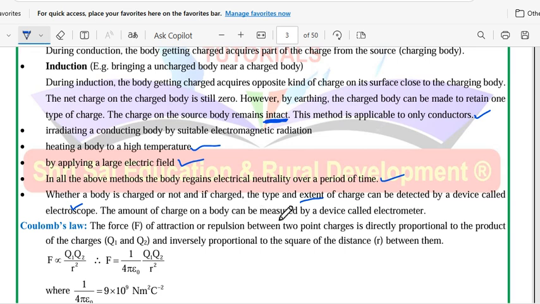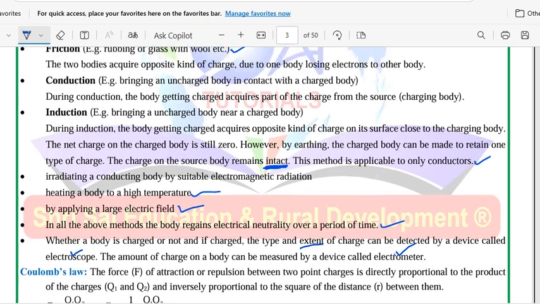Next, the amount of charge on a body can be measured by a device called an electrometer. You have a dual phenomenon here. To detect whether a body is charged or not, we use an electroscope. The amount of charge on a body can be measured by an electrometer. This is all about the charging process, or the methods of charging.